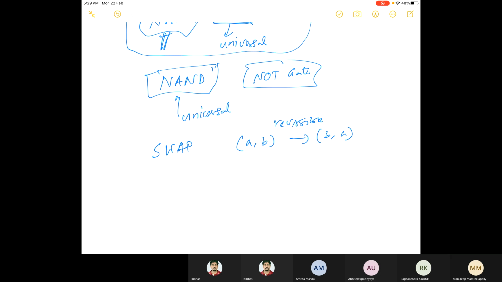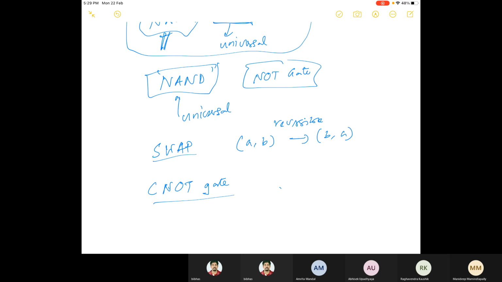And there is another gate which I think I did not talk about, the quantum analog of which will play a very big role in quantum computing. We'll talk about that. That is called the control NOT gate, or CNOT gate. So this is the swap gate. CNOT gate, what is it?